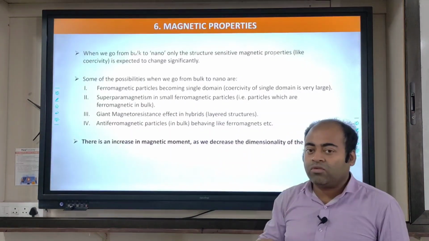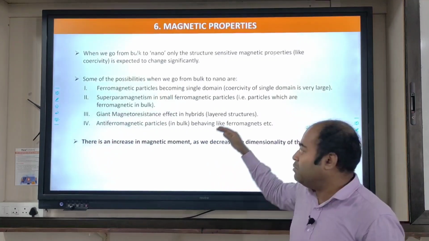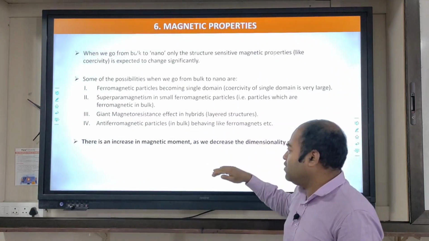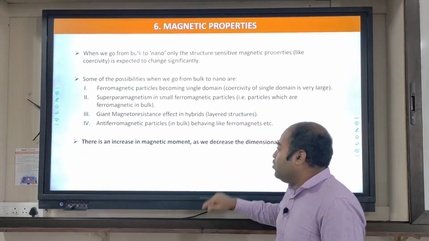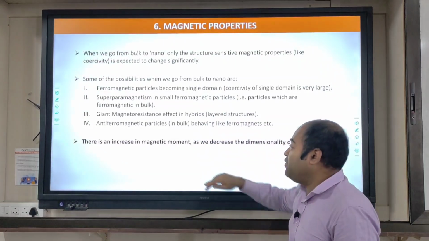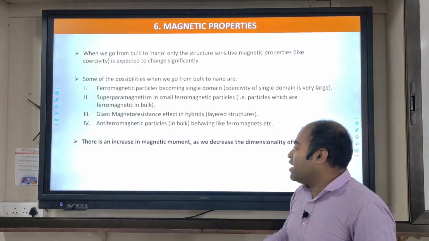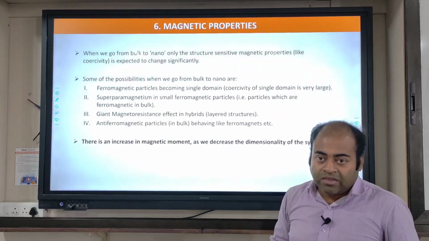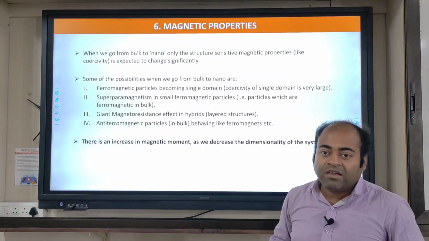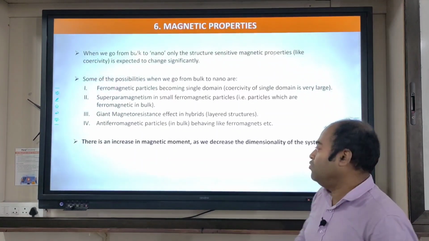We will not go into the detailed explanation of the magnetic properties. Now the net result of all these effects is that the magnetic moment of nanomaterials increases as the particle size reduces.